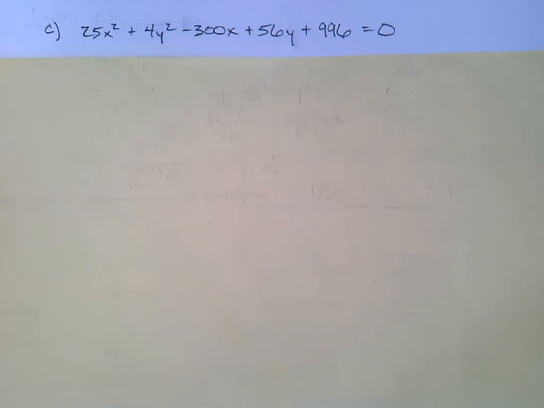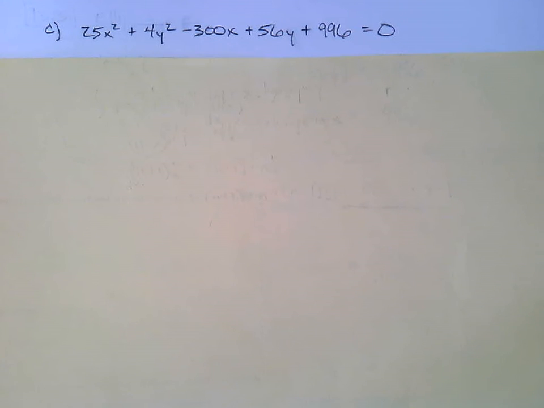Here we go. The top level difficulty example. We need to graph this ellipse. We call this the general form when it's all multiplied out. Part C is 25x squared plus 4y squared minus 300x plus 56y plus 996 equals 0. We need to get it to look like the standard form before we can identify the parts and then graph.